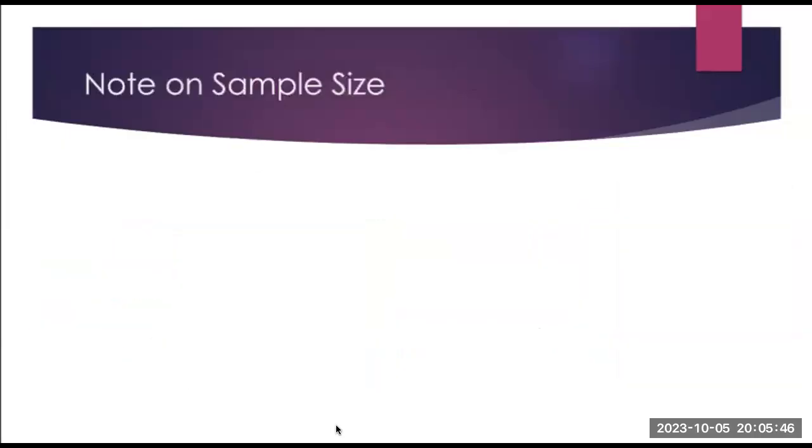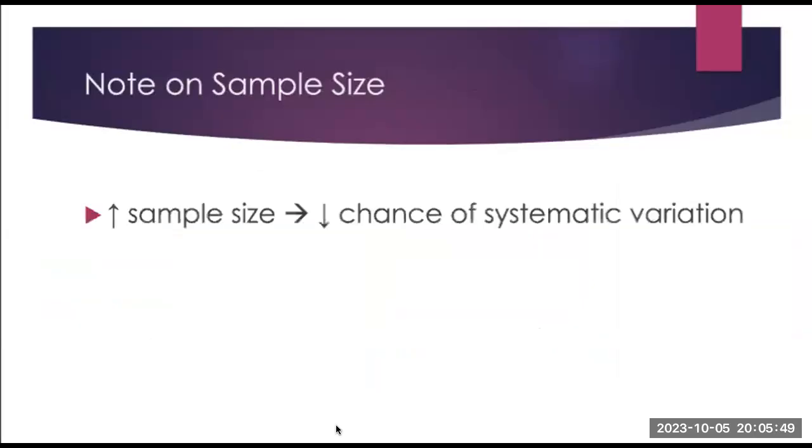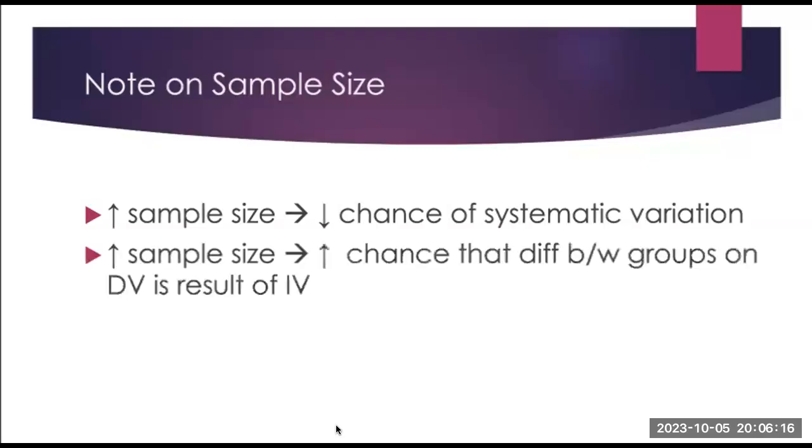Okay, so sample size. We talk about having participants. It's also important to consider your sample size. And so when we want to minimize systematic variation, we want the sample size to be as large as possible. So the larger your sample size, the lower your chances of having systematic variation between people who are in the control group and people who are in the experimental group.